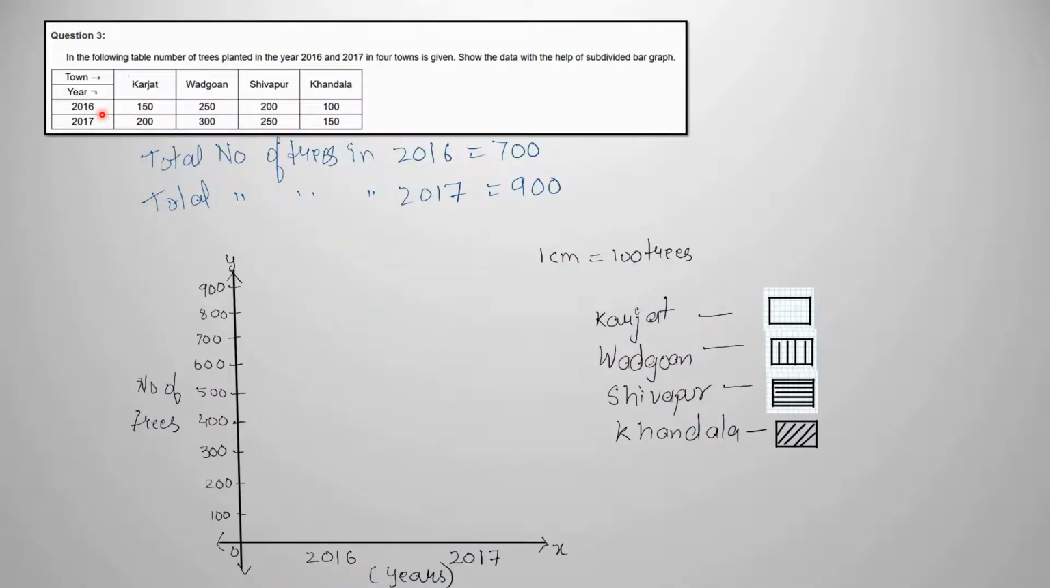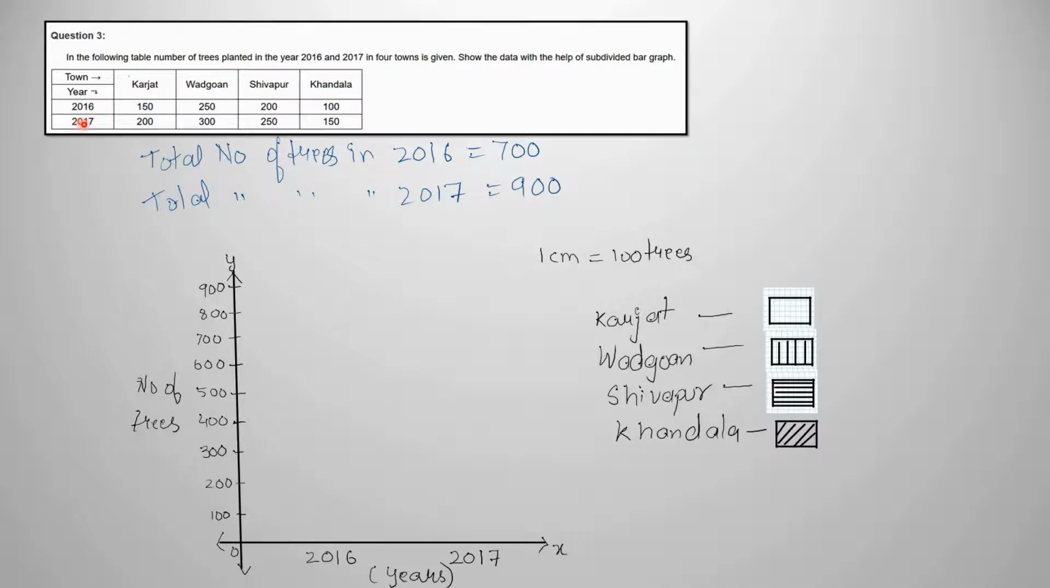Question number 3. Here we also have to draw the subdivided bar graph. In the following table, the number of trees planted in the year 2016 and 2017 in 4 towns is given. Show the data with the help of a subdivided bar graph. Now, there are 4 towns, that is Karjat, Vadgaon, Shivapur and Khandala.